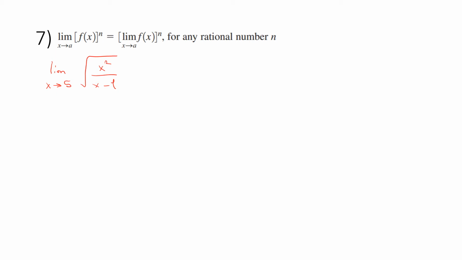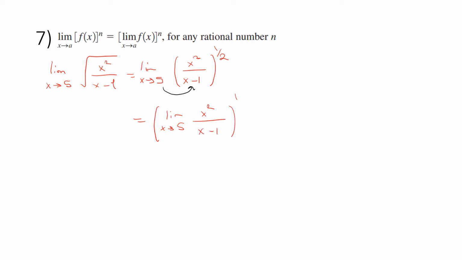So this actually represents the limit as x approaches 5, where I have a function x squared over x minus 1. This is my function, which is raised to the power of 1 over 2. So my superscript is 1 over 2 because it's a root. So what I can do is bring this limit into my function without dealing with the roots. So I'm just going to go ahead and put that in. That would be the limit as x approaches 5 of my function x squared over x minus 1, to the power of 1 over 2.